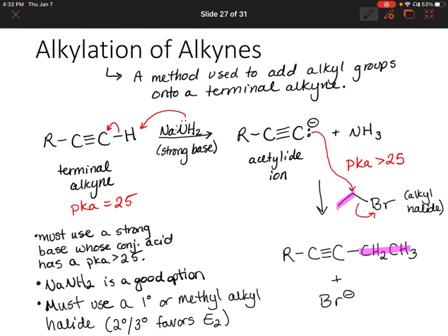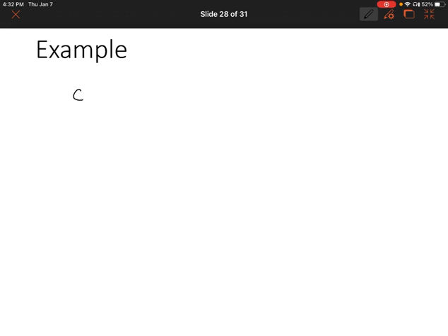Now, what if we have the simplest alkyne, acetylene? So remember, acetylene has a hydrogen on either side of the triple bond. So potentially, we could replace both of those hydrogens with alkyl groups of our choosing, as long as they're not secondary or tertiary alkyl groups.